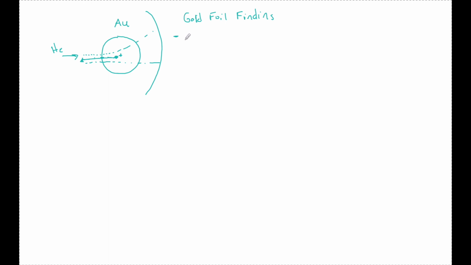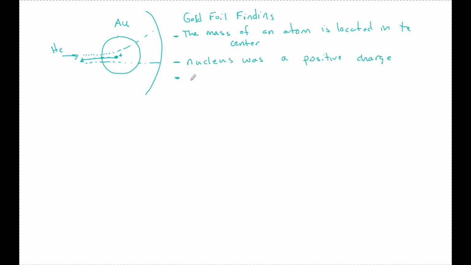a dense positive nucleus in the center of the atom. This also told us that this center nucleus was a positive charge. And by all of the particles that passed through, he said that a majority of this atom had to be empty space. And that on the outside of this empty space, the electrons were circling around this nucleus.